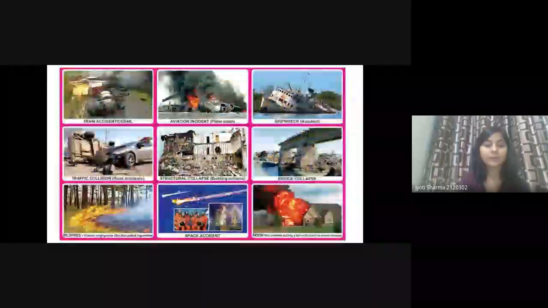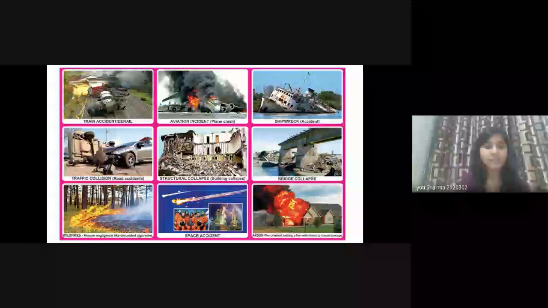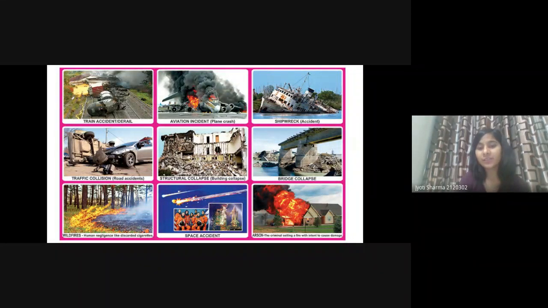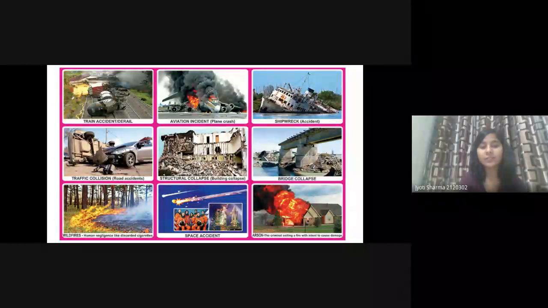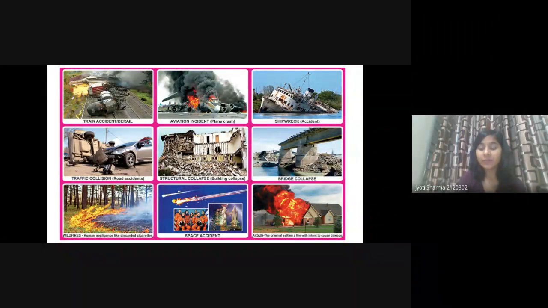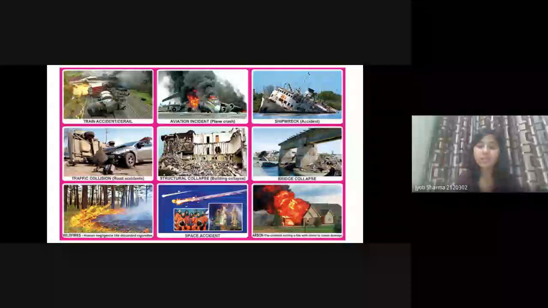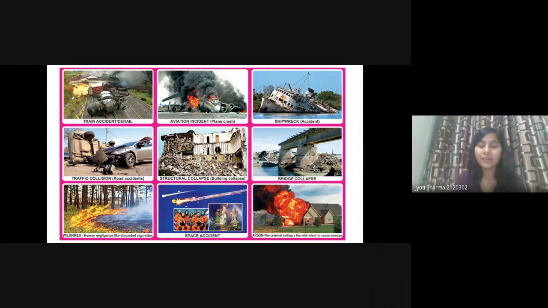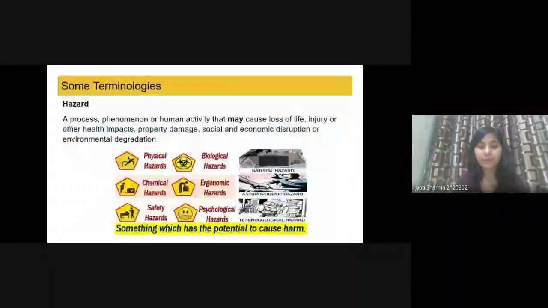Okay. Then these are the man-made disasters: train accidents, aviation accidents, shipwreck, traffic collision, structural collision, bridge collapse. So whenever we have some impact after that incident, then we will call it a disaster, because we don't have the capacity to control it. We don't have the capacity to resist the adverse impact on the human or on the environment. Then this will be known as a disaster.